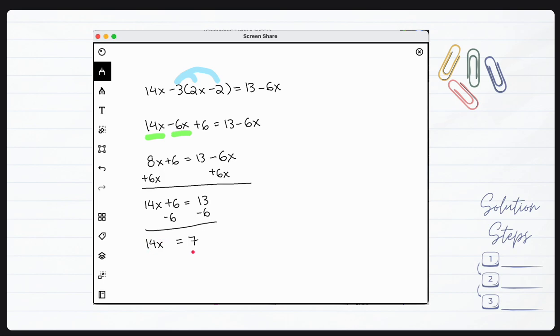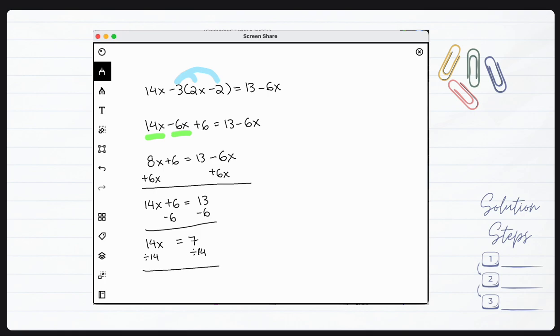What we're going to now want to do is get x all by itself. So this is 14x. To get 14x by itself, we'll need to divide both sides by that 14. So what we're going to do is divide by 14 on both sides.